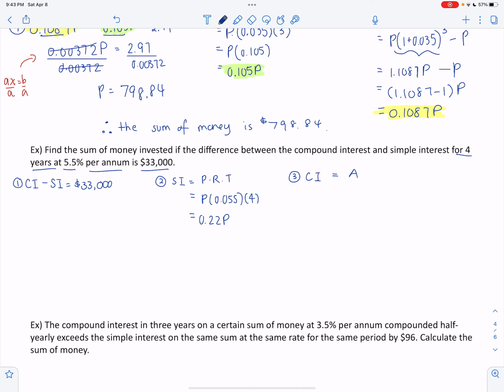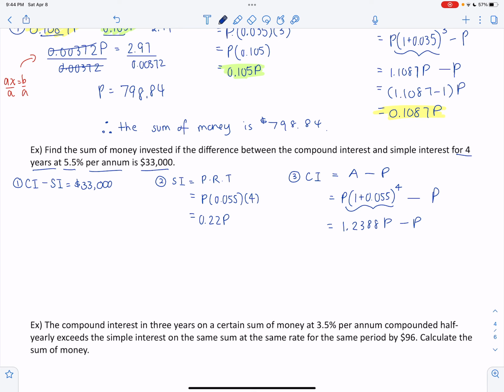Number 3, compound interest. Again, accumulated minus interest. Accumulated is my principal times 1 plus r. R is 0.055 over n. My n is 1, so that's just 1.055 to the power of 4 minus, oh sorry, I wrote this wrong. This should be principal, not I. Minus p. Type this part into your calculator: 1.055 to the power of 4. That gives me 1.2388 times p. Minus p again.